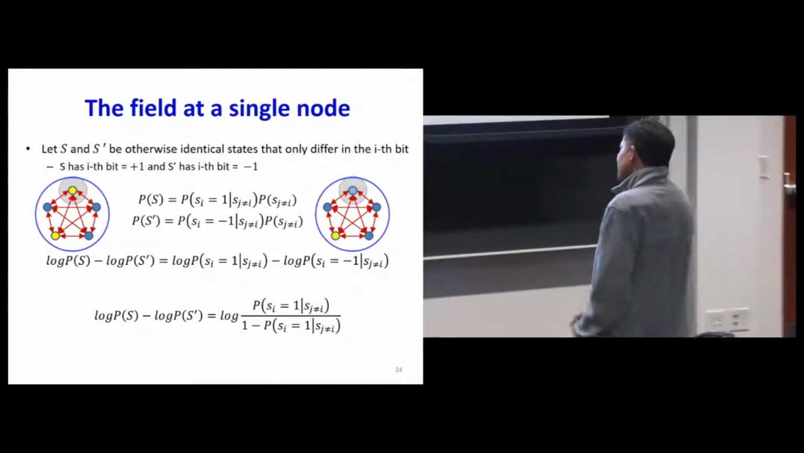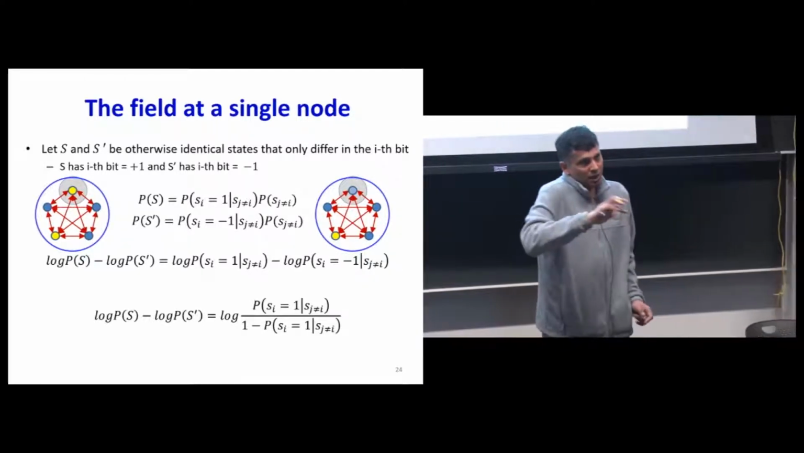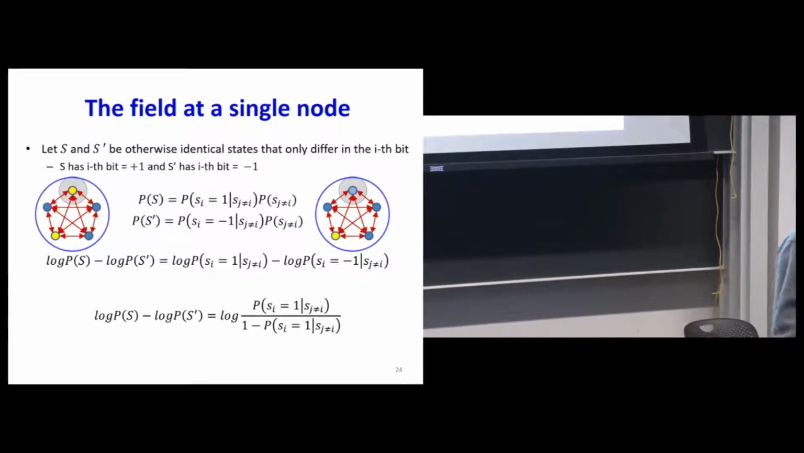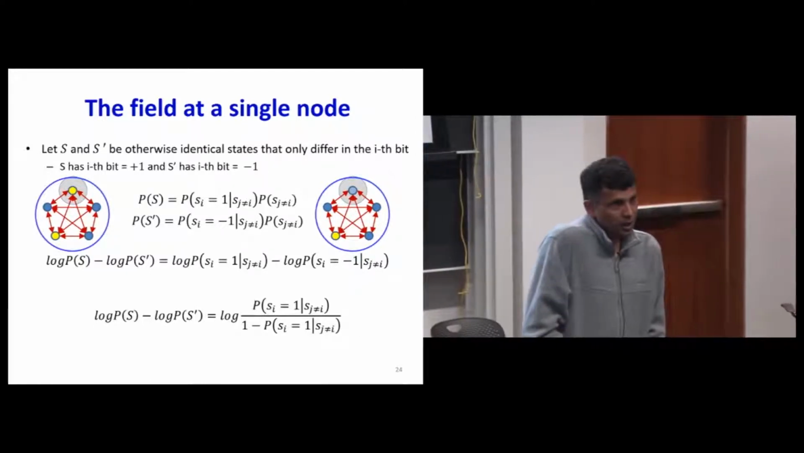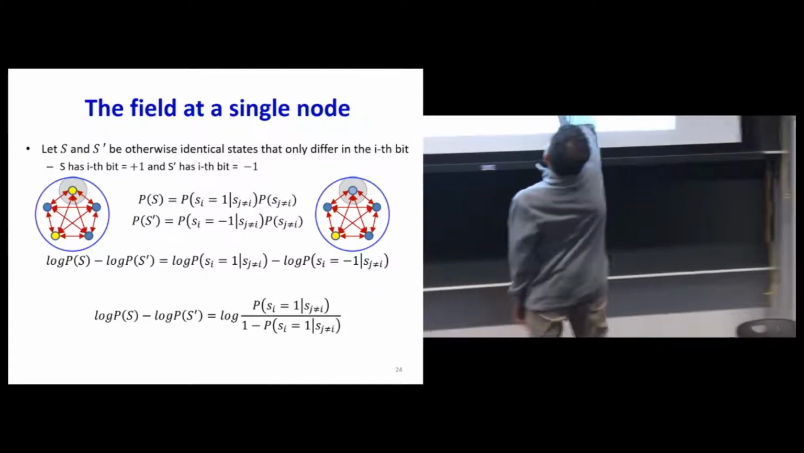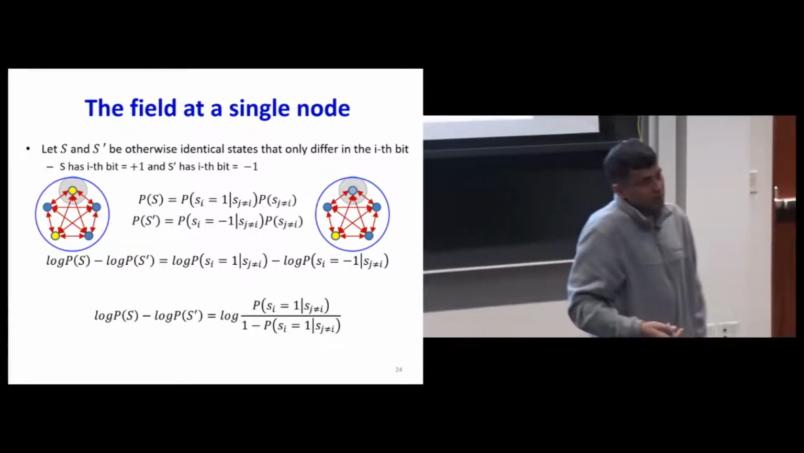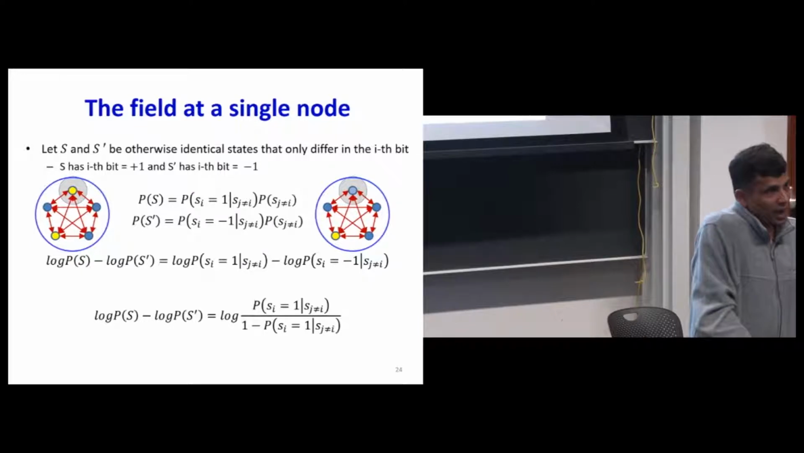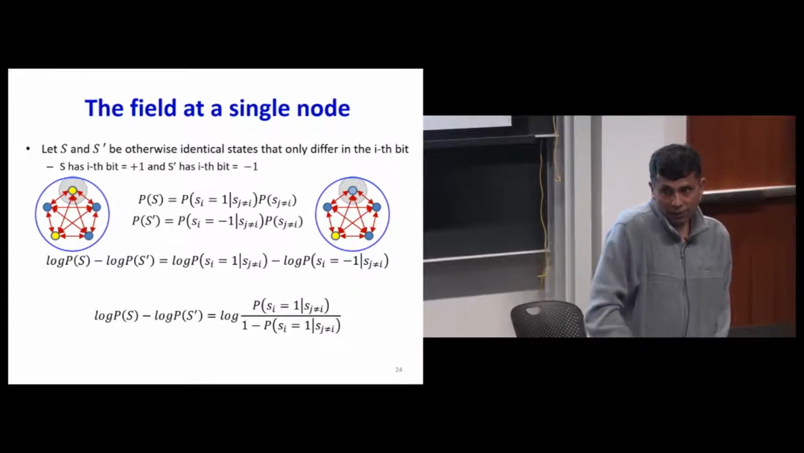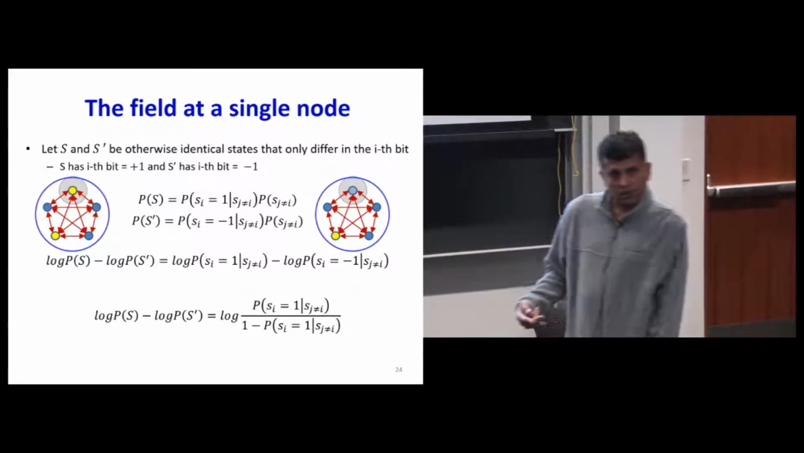But then P(S prime) is simply 1 minus P(S), because between S prime and S there's a difference of 1 bit. So if I'm considering only the ith bit, the ith bit can either take a value +1 or -1. This additional term, S_j with j not equal to i, cancels out. And so in the numerator and the denominator, you're going to get the probability the ith bit takes the value +1 given the rest of the bits, divided by the probability the ith bit takes the value -1 given the rest of the bits.